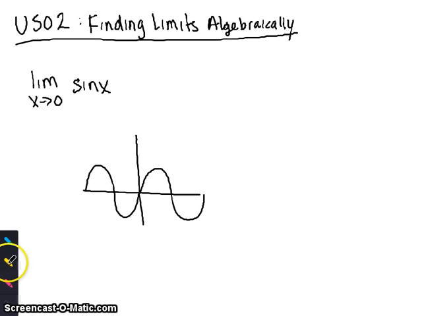If we look at the limit from the left-hand side, our function is getting closer and closer to 0. As we come in from the right, our function is also getting closer and closer to 0, so we would say that this limit is equal to 0. Now, if you don't have the graph, we can do this algebraically.